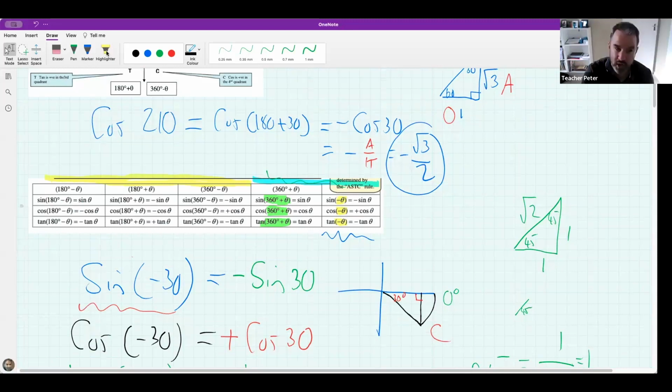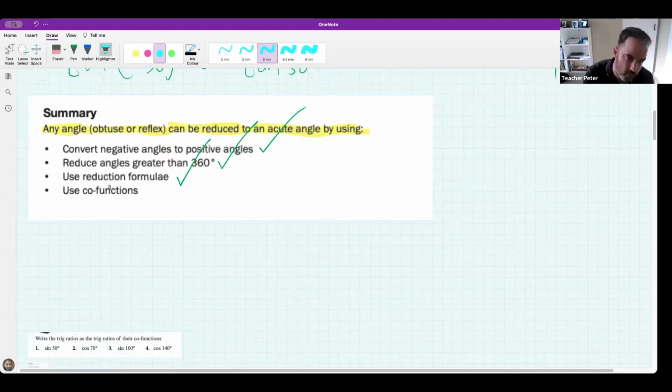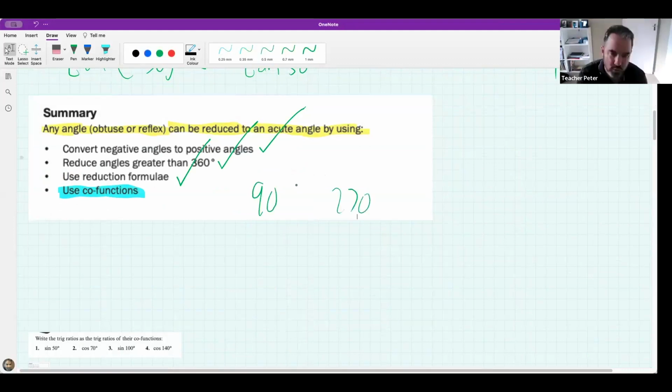What we haven't ever spoken about so far is something called co-functions. Now, I want you to tell me in the chat, have you seen some co-functions or where you use the vertical axis to reduce your trig ratio? So basically, instead of using 180 or 360, you use 90 or 270. Give me a yes if you've seen some co-functions or co-ratios before. Give me a no if you've never seen co-ratios before. I want to just get a feel for the class.